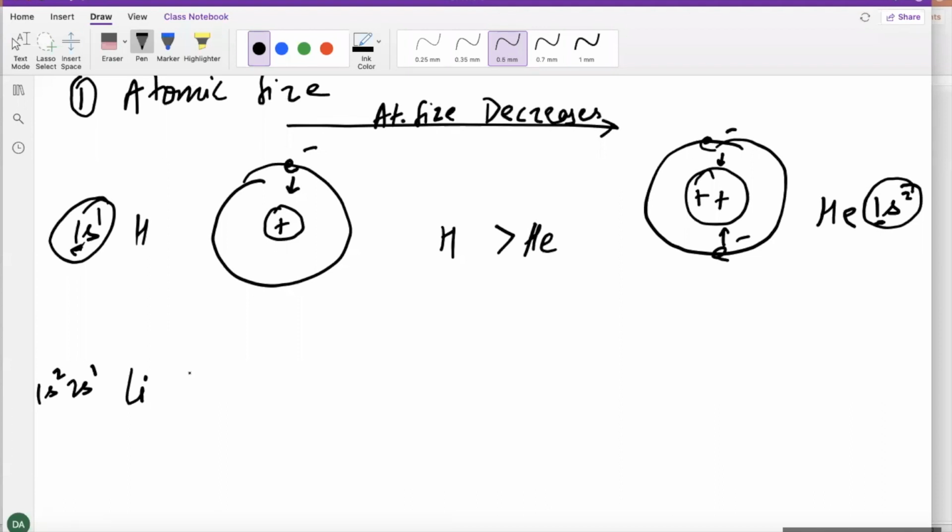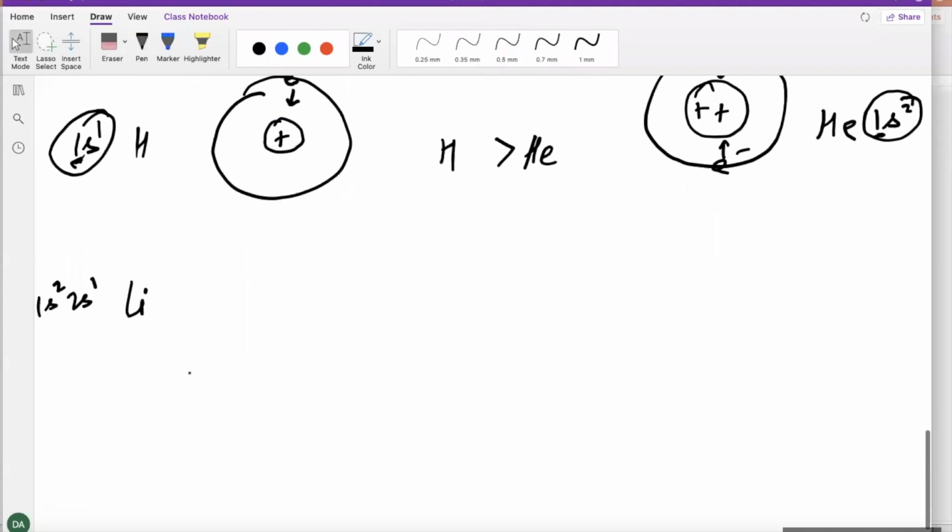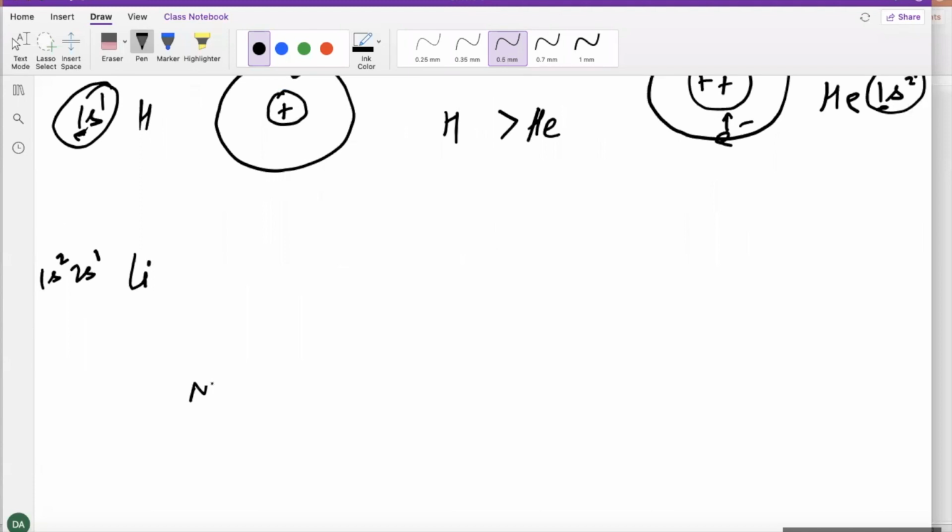Okay. Now, when you go from top to bottom, let's compare hydrogen to lithium to sodium, okay? Sodium has 11 electrons. Let me write this again, guys, just to make sure this is not confusing, okay? So hydrogen, lithium, and then we have sodium. Sodium with 11 electrons is 1s2, 2s2, 2p6, 3s1.